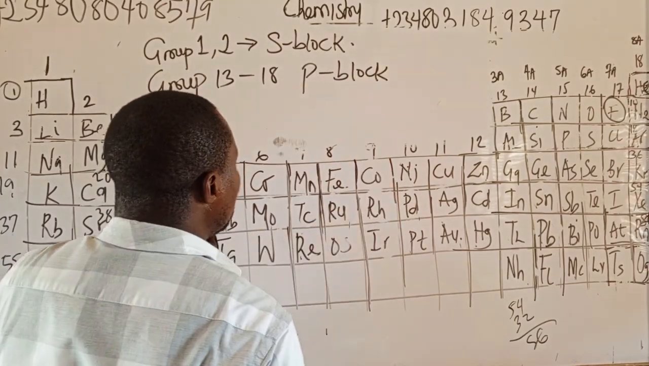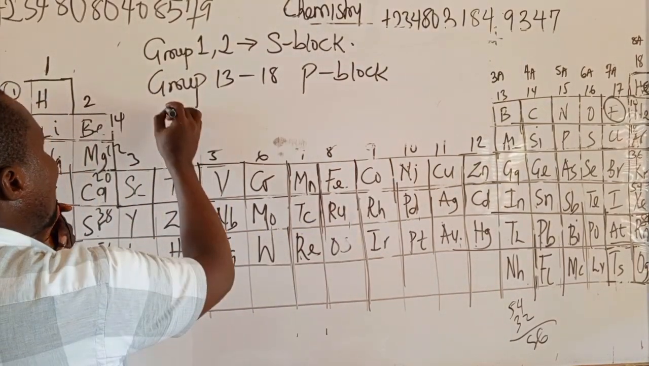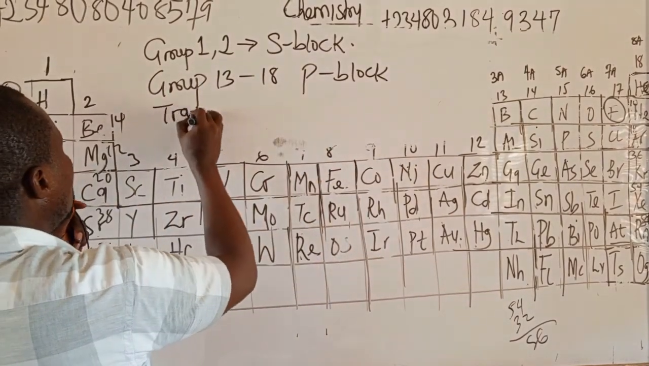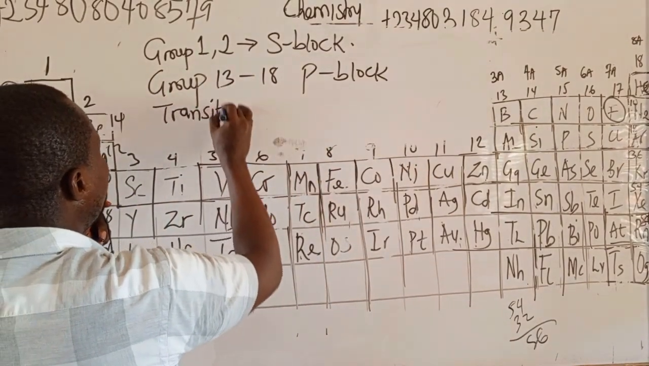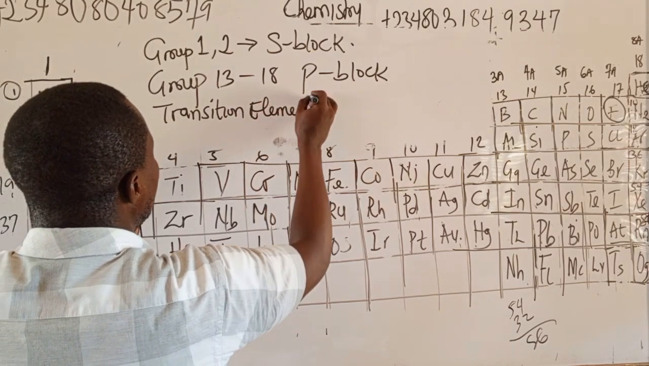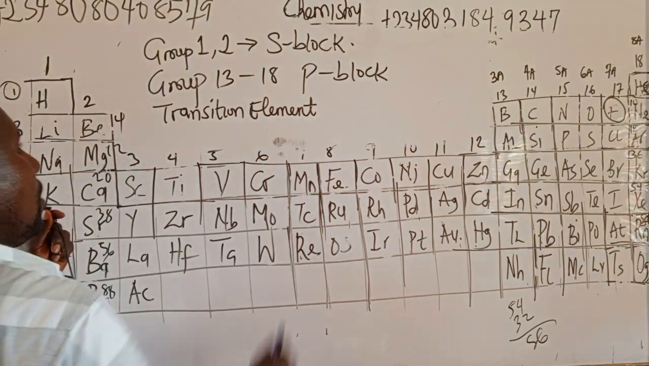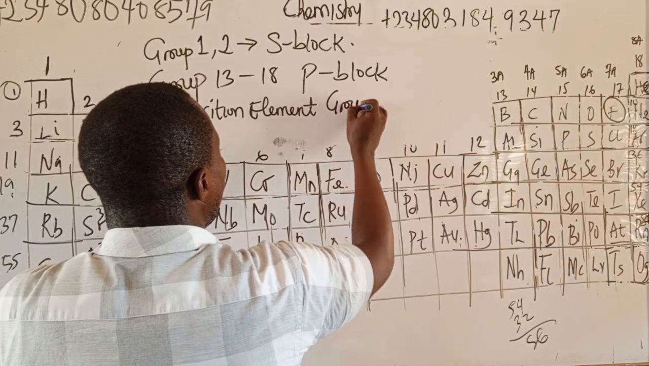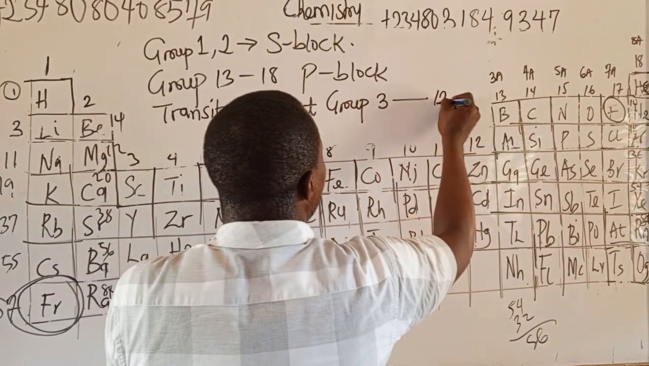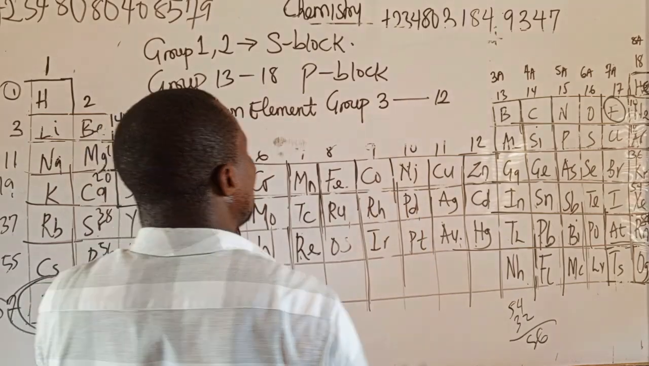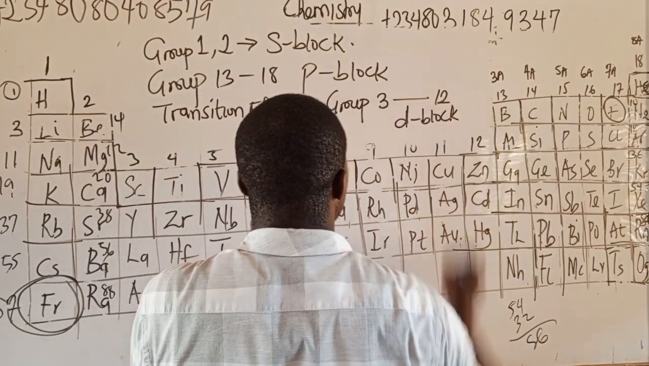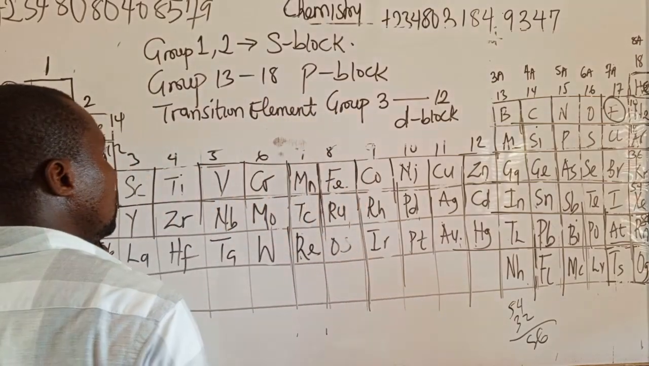These transition metals, from group 3 to group 12, they are called D block element.